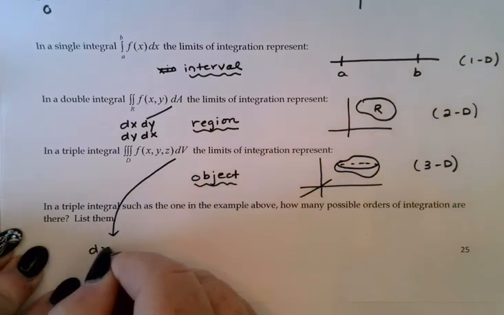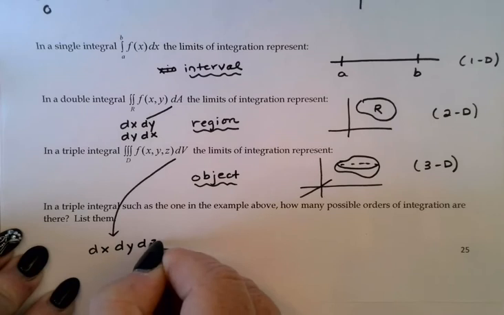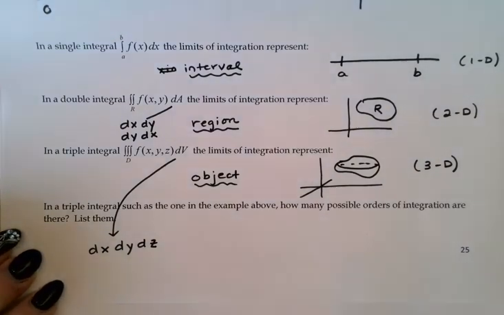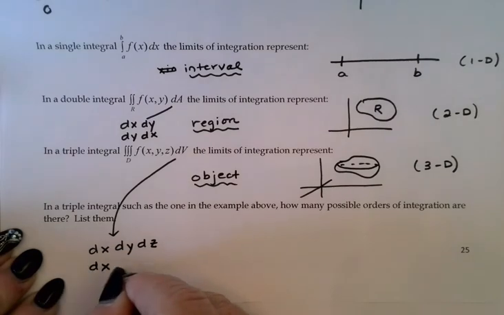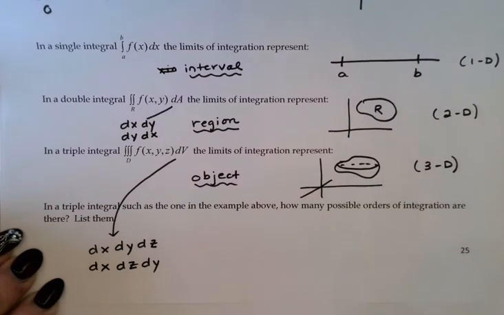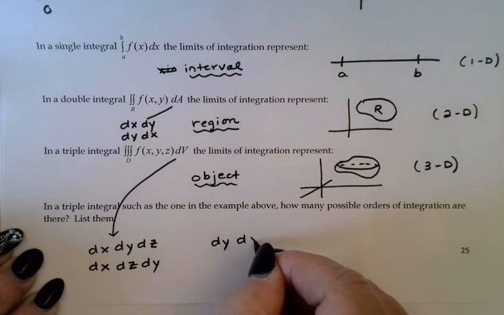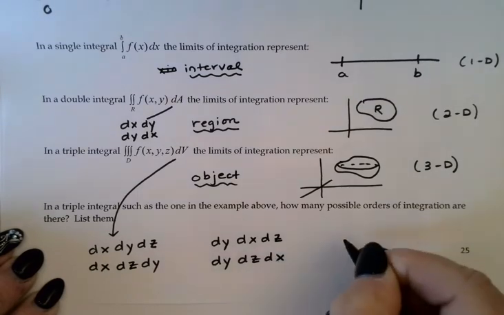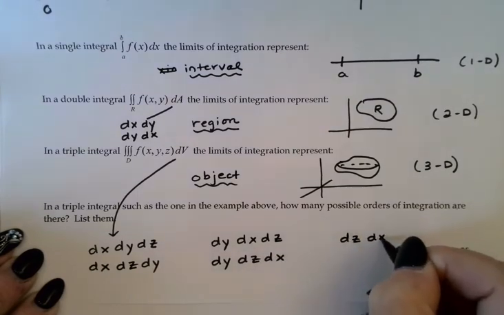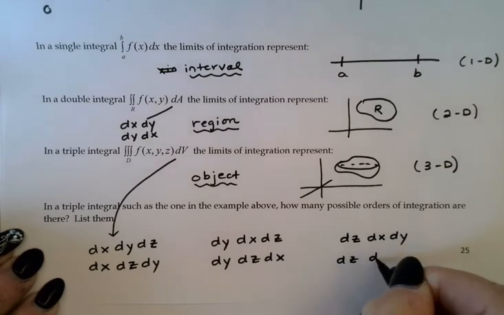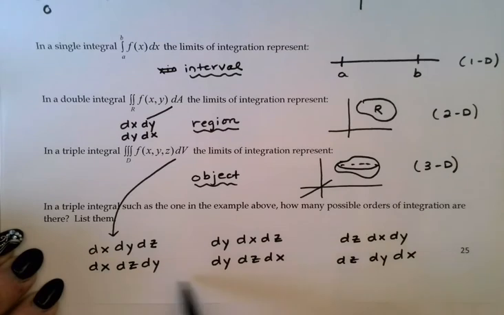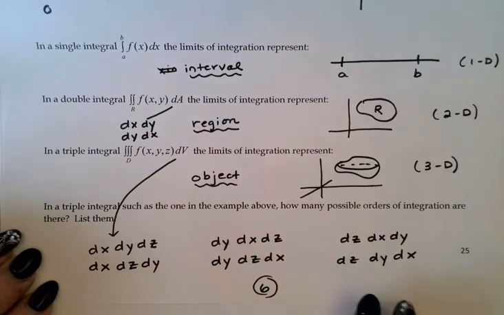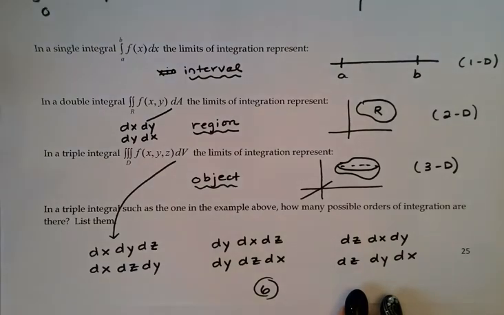Well, dV is dx, dy, dz. How many different ways can you rearrange those? Well, I could keep the dx first and go with dz, dy. I could put the dy first and either go dx, dz or dz, dx. Or I could make the dz go first and then either dx, dy or dy, dx. So that is a total of 6 different possible orders of integration that we could have for a triple integral. We're going to take a look at that a little bit more closely in the chart on the next page.